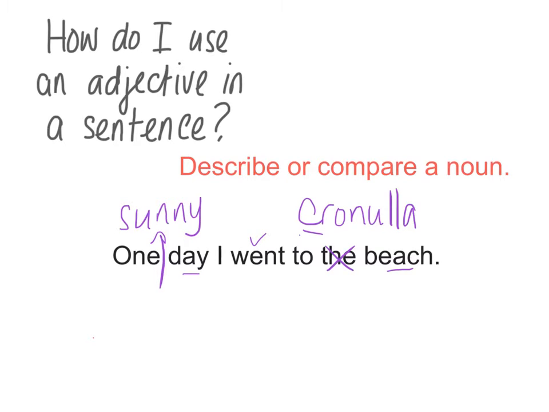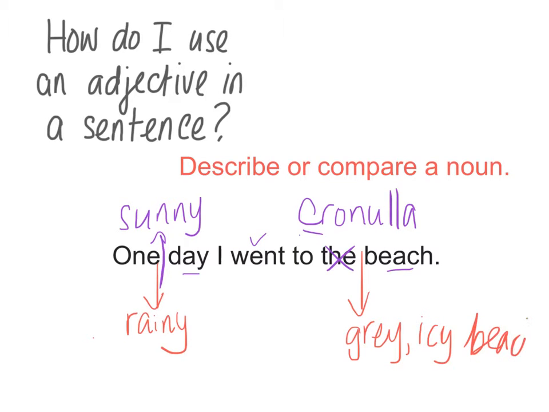Now, if I want to change that entirely and make it a totally different sentence, I might say one rainy day, I went to the grey, icy beach. And that gives you a totally different picture. It's not the same as before. Adjectives can do that. They can totally change a sentence. That's why advertisers use them when they're trying to sell their products, and it's why we use them when we're comparing things and describing things.